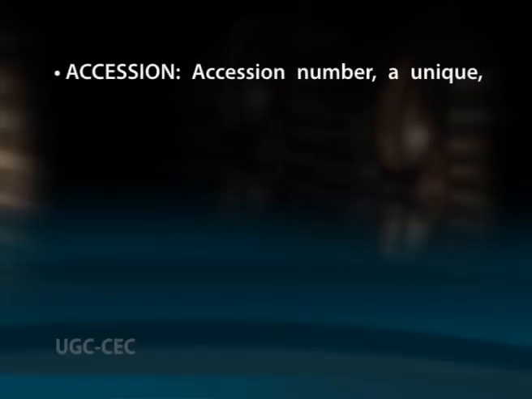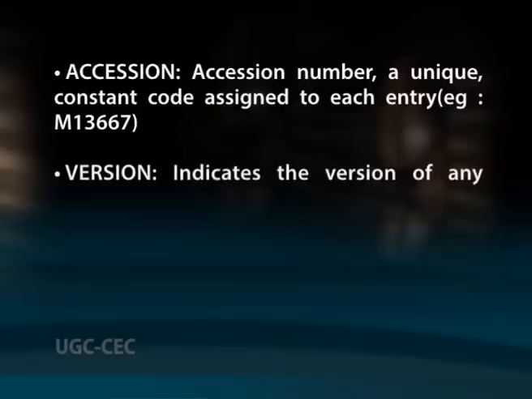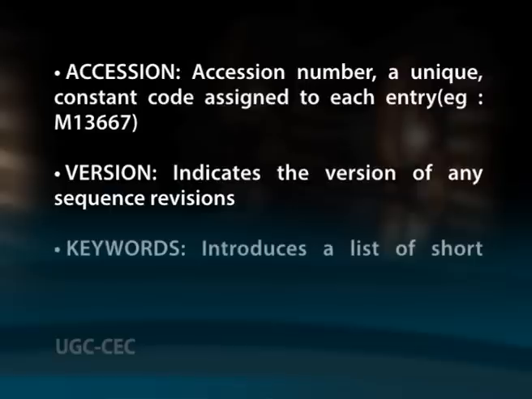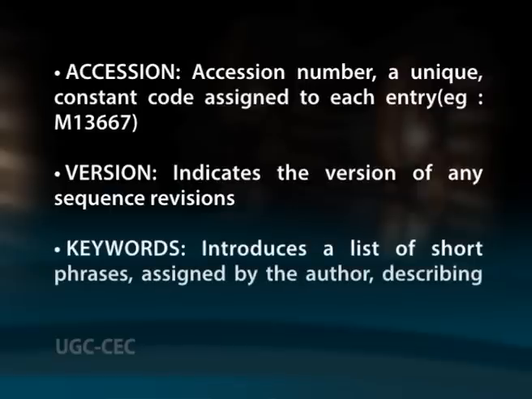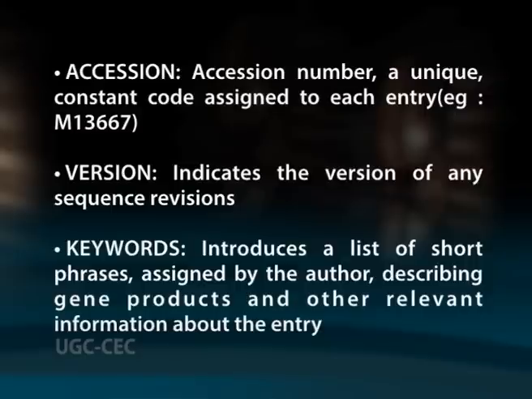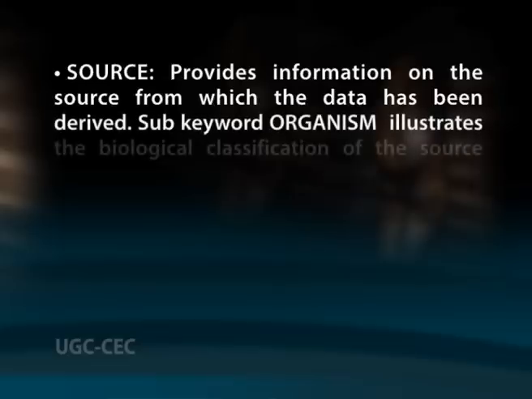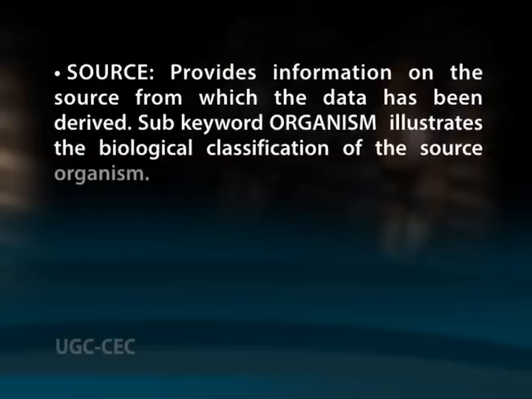Accession, accession number is a unique constant code assigned to each entry, for example, M13667. Version, this indicates the version of any sequence revisions. Keywords, this introduces a list of short phrases assigned by the author describing gene products and other relevant information about the entry. Source, it provides information on the source from which the data has been derived. Sub-keyword organism illustrates the biological classification of the source organism.